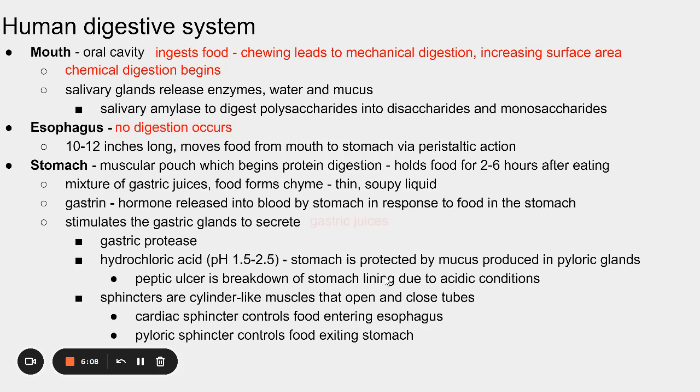No digestion occurs in the esophagus. It's just sort of a transport. And in the stomach, the mixture of enzymes, hydrochloric acid, and so forth, they're called gastric juices. And the main nutrient that's broken down in the stomach are the proteins.